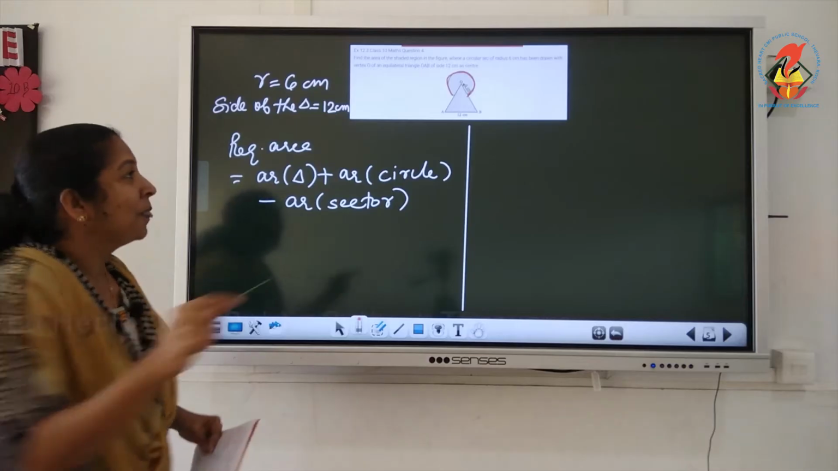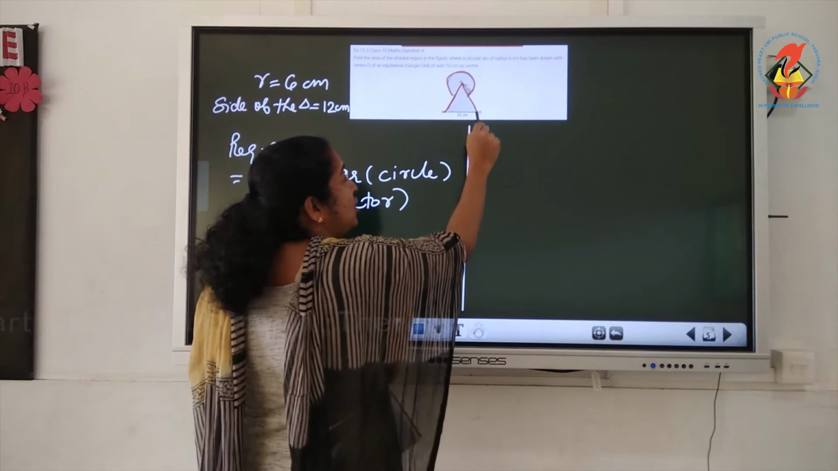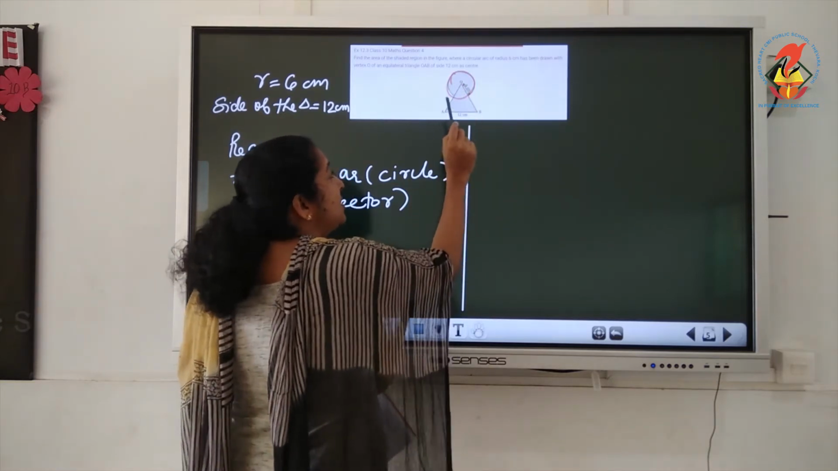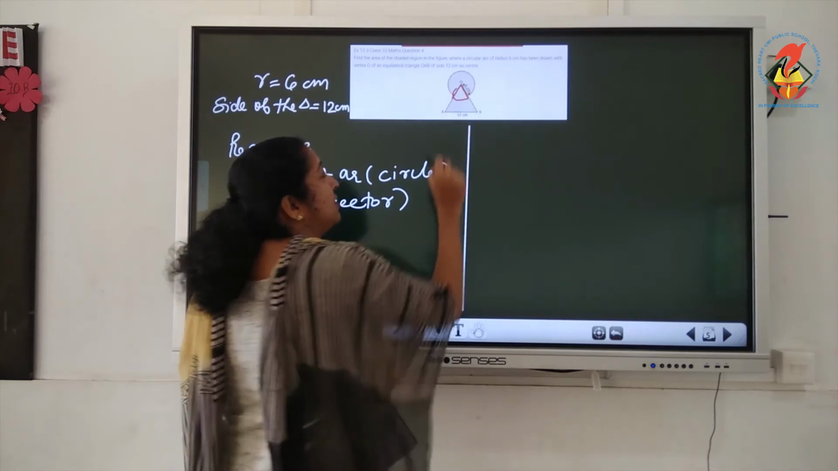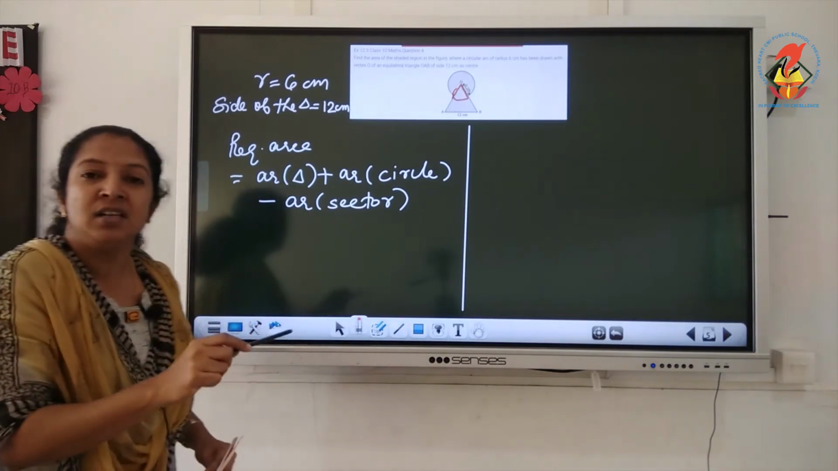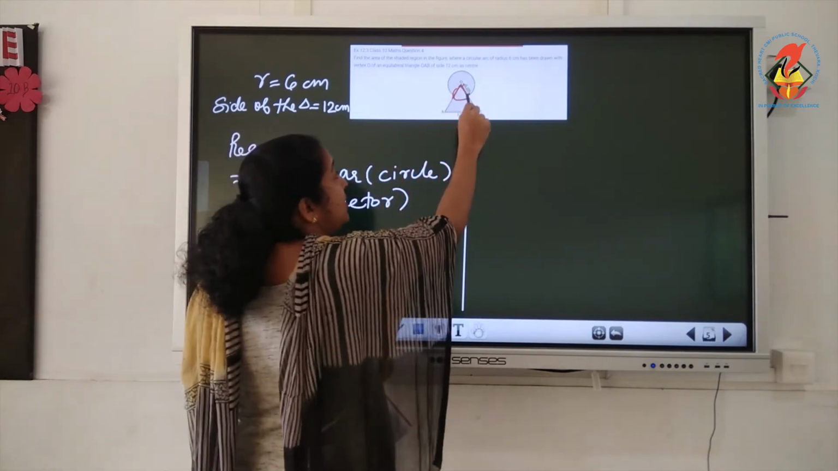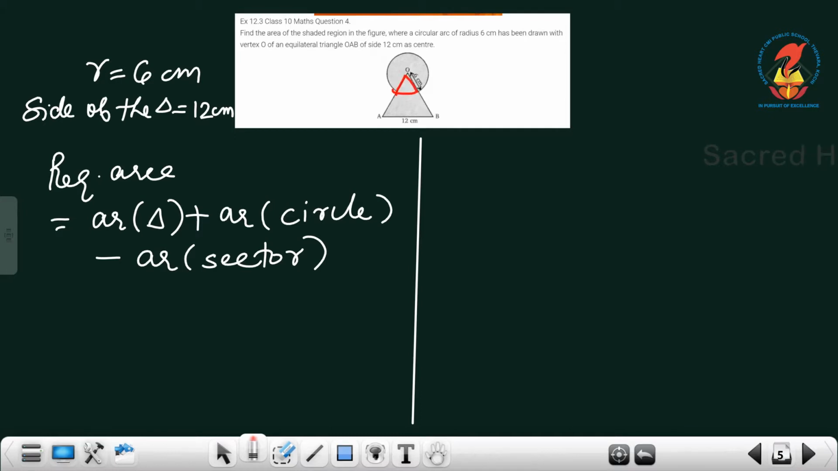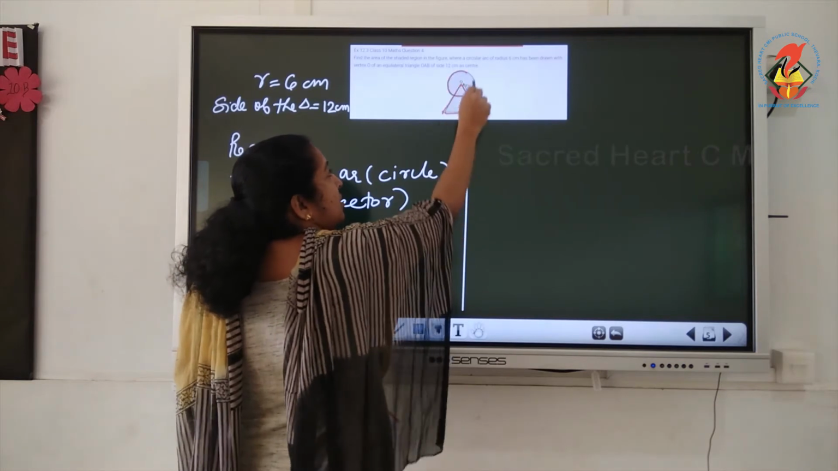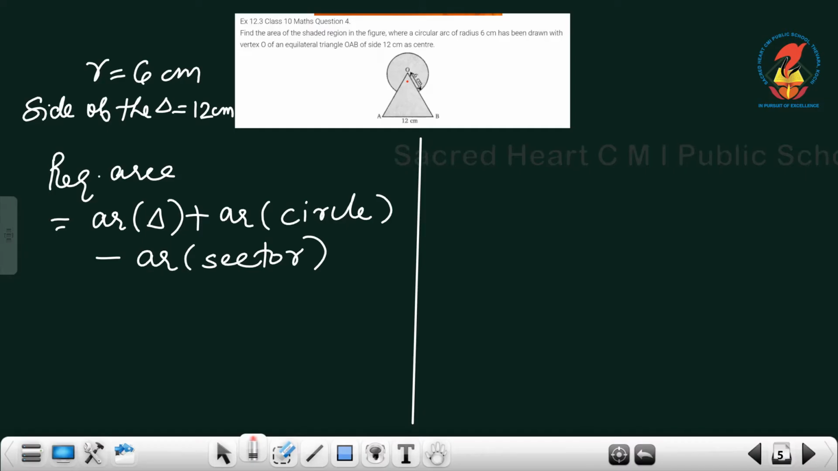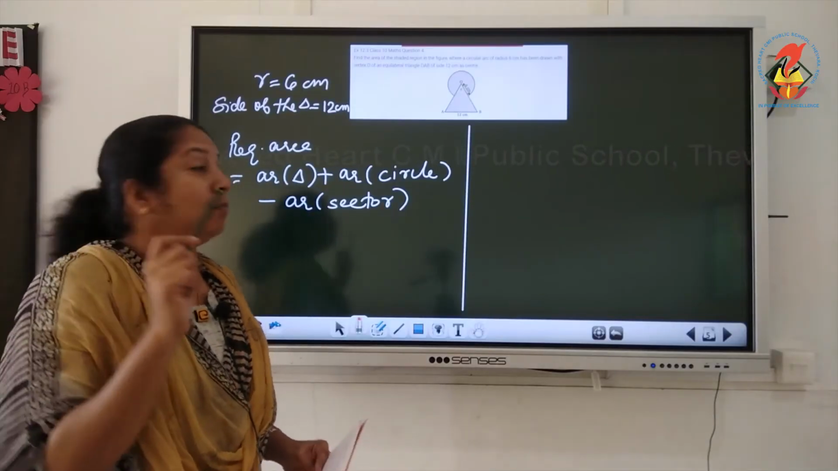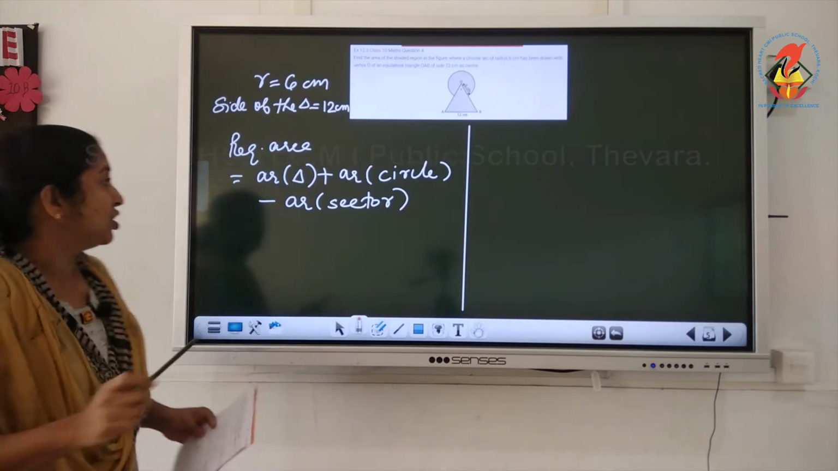So, what can you do? What we can do is area of the triangle plus area of this full circle minus area of this sector. Area of the triangle plus area of the circle minus area of this sector, because this part is coming twice. Otherwise, area of the triangle plus area of the circle means this part is coming twice. So, you will have to remove 1. For that we are subtracting the area of the sector.